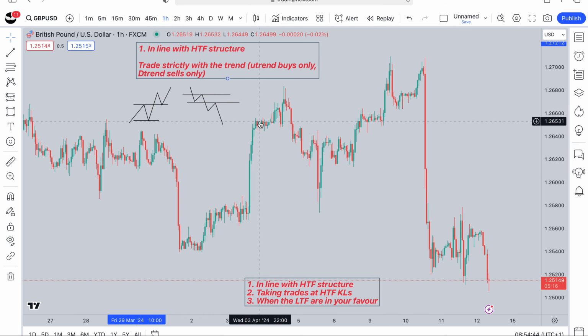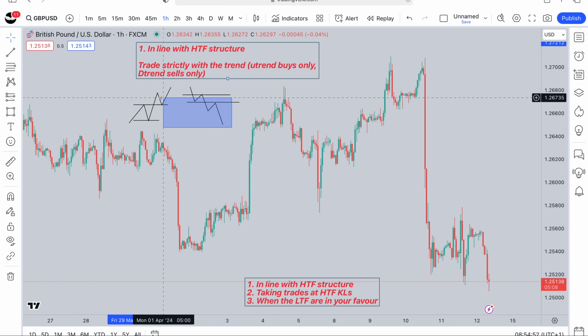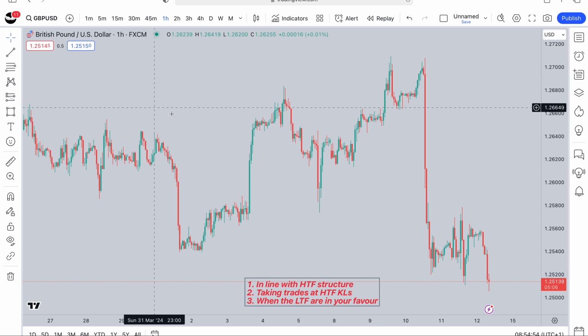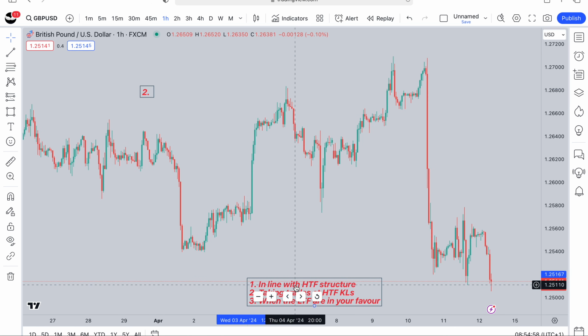Okay, so we can see an uptrend here. You're going to be taking buys only. So that's the first thing. The second thing is taking trades at higher time frame key levels. Let me just copy and paste that so it's easier.